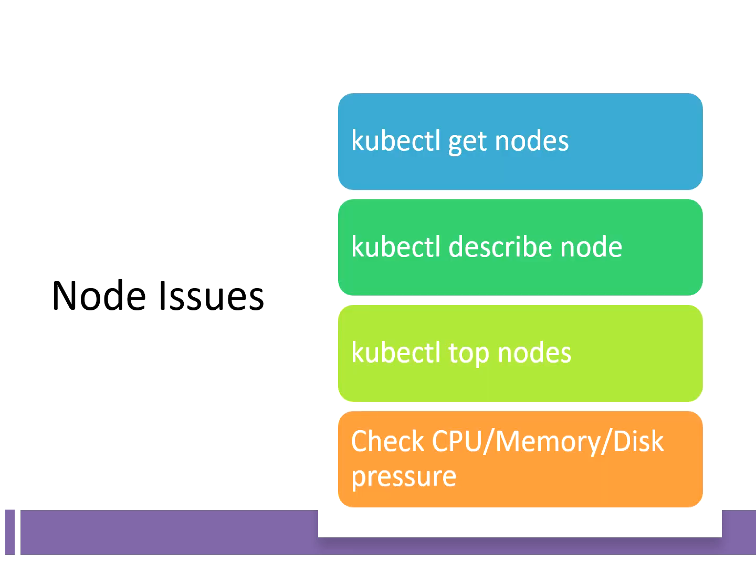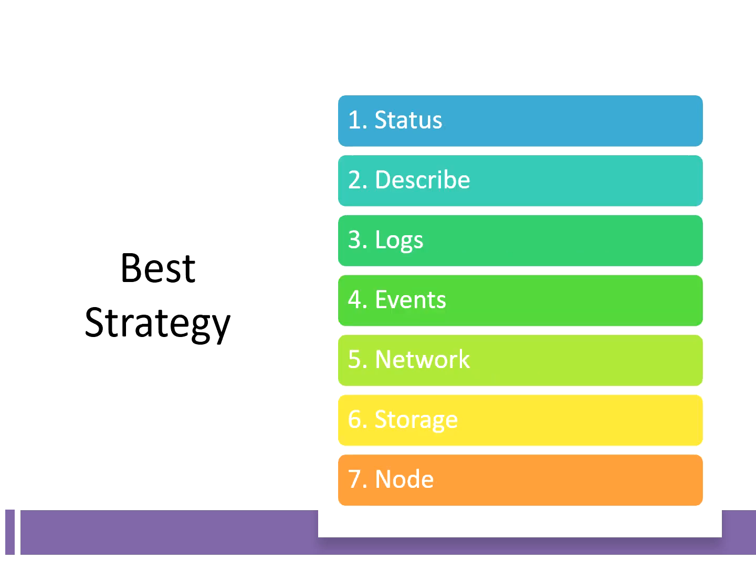We'll see how to troubleshoot the nodes. Sometimes the issue isn't the application, it's in the worker nodes. How do we check that? By using kubectl get nodes. This will give us the node status. Then inspect the node in detail with kubectl describe node. You can also check resource usage using kubectl top nodes and look for CPU pressure, memory pressure, disk pressure, or node ready status. A healthy application depends on a healthy cluster.